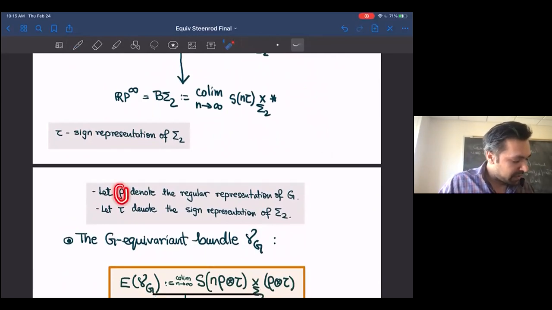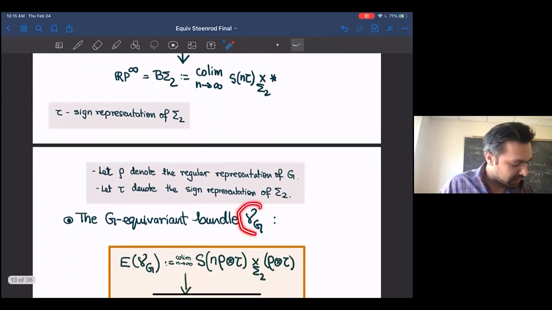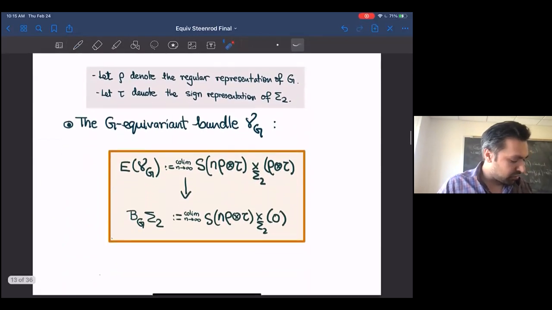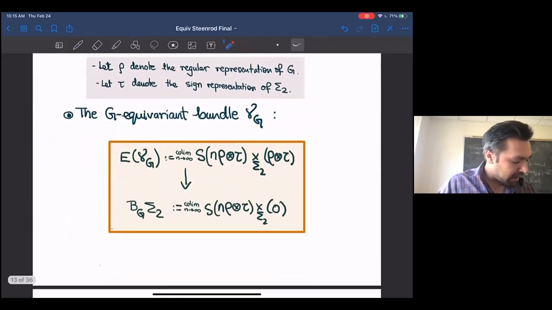So I'm going to denote by rho the regular representation of G, and tau is going to be the sign representation of sigma 2. So I'm going to construct a G-equivariant bundle, which I'm going to denote by gamma subscript G, whose underlying space is going to be written as this colimit.